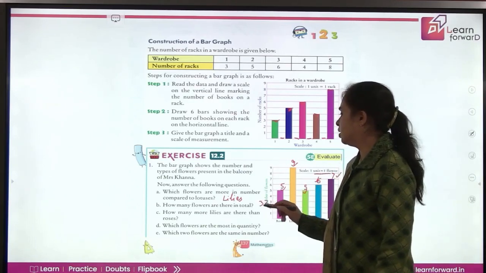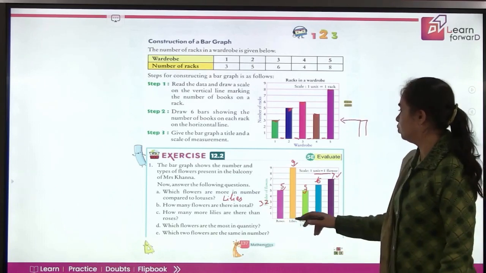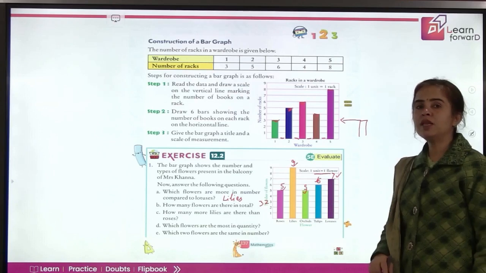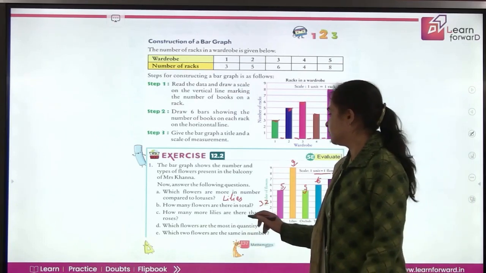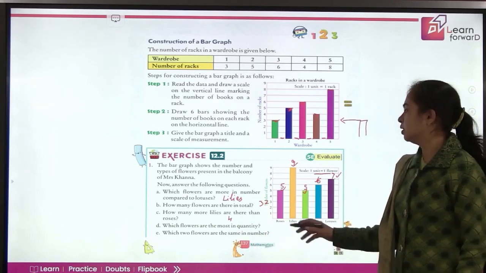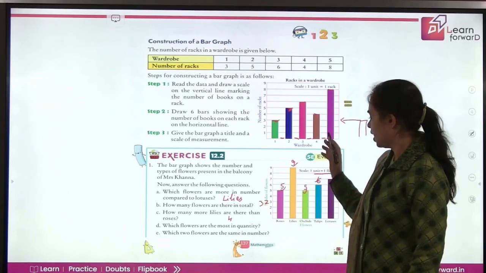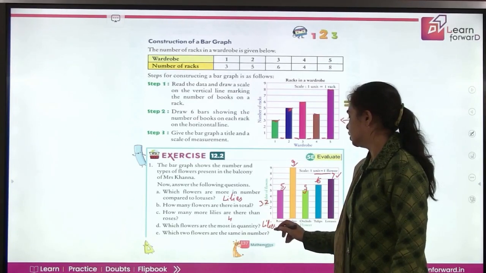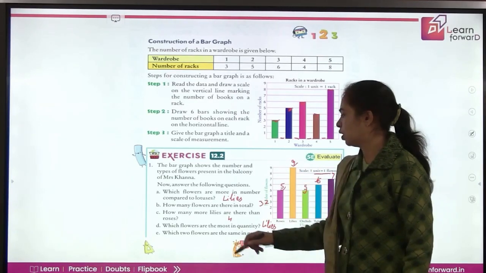How many more lilies are there than roses? So, if you look at lilies, they are 9, and when you look at roses, they are 5. So, how many more? 9 minus 5 is equal to 4. Which flowers are the most in quantity? That is again lilies. That means the tallest, the longest bar here.